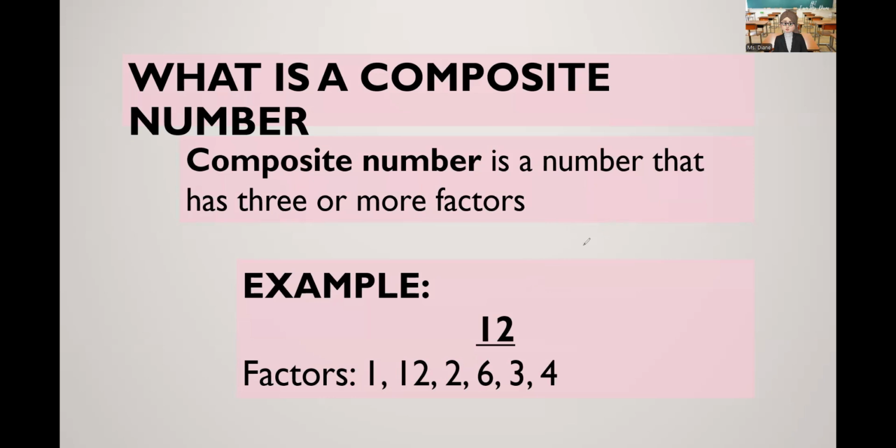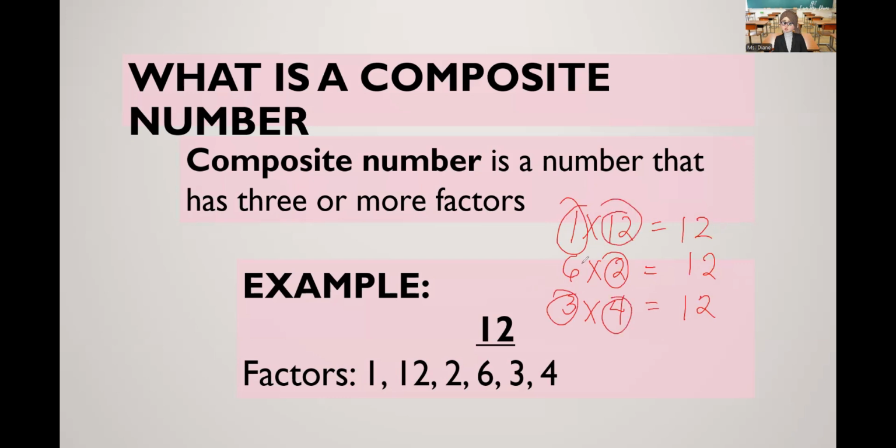Okay, so 1 times 12 is equal to 12. If we multiply 6 times 2, that is equal to 12. If we multiply 3 times 4, that is 12. Okay, so we got 1, 2, 3, 4, 12, and 6. So those are the factors of 12.